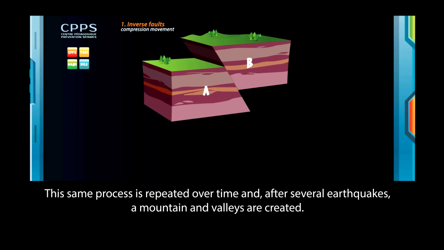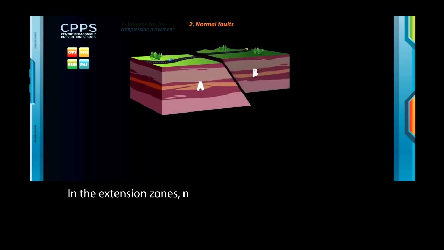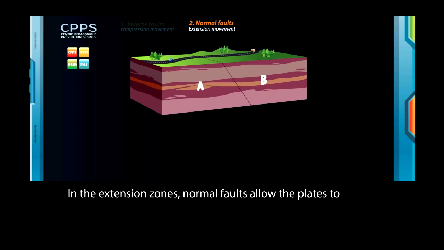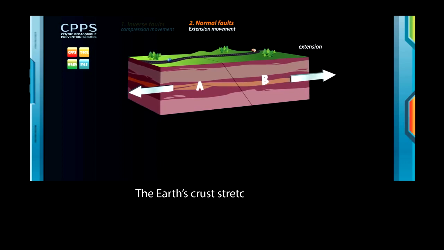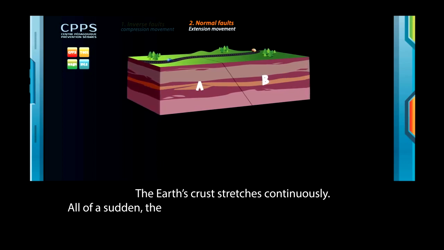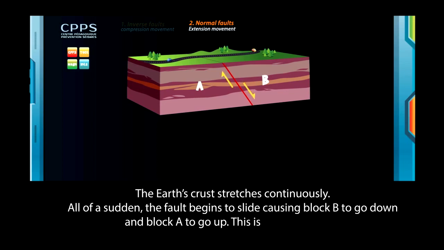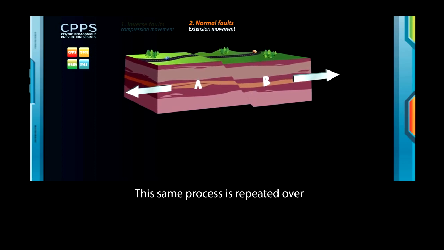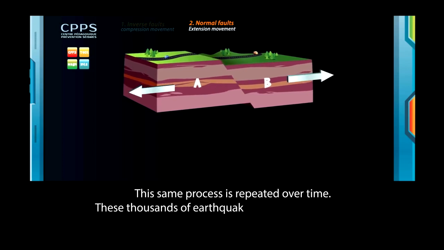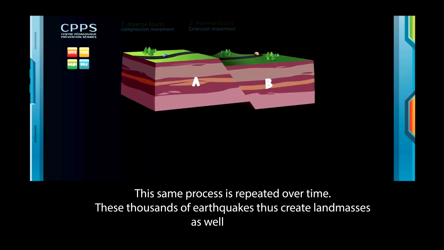This same process is repeated over time, and after several earthquakes, a mountain and valleys are created. In the extension zones, normal faults allow the plates to move away from one another, like the ocean ridges. The Earth's crust stretches continuously. All of a sudden, the fault begins to slide, causing block B to go down and block A to go up. This is the earthquake. This same process is repeated over time. These thousands of earthquakes thus create land masses as well as valleys.